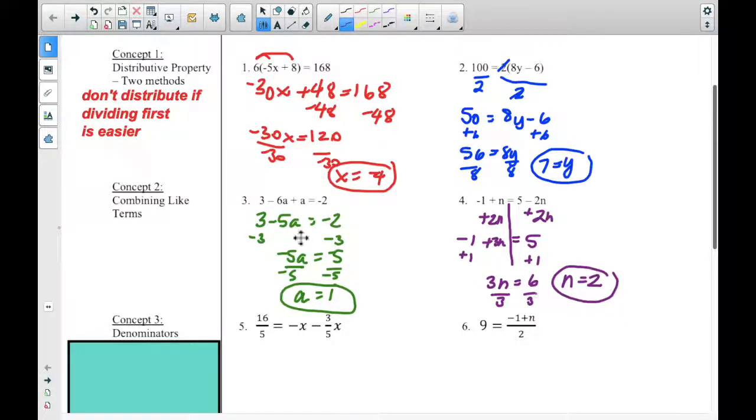But the main thing on number 3 and 4 was on number 3, they were on the same side of the equal sign. On number 4, they're on different sides.